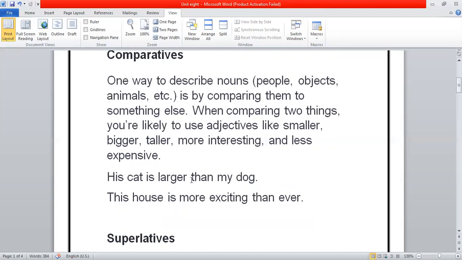And in the second one, if I have a long adjective, I use more, the adjective, than: more exciting than, more interesting than, more expensive than. Like when I say the red car is more expensive than the yellow car. So this is when I talk about two people, two animals.